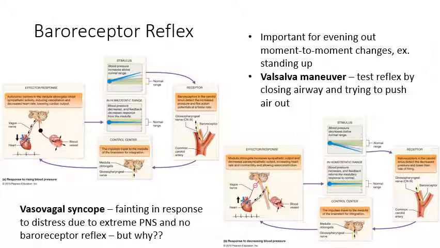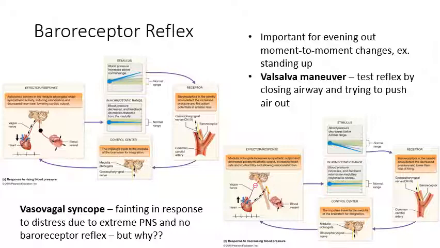The baroreceptor reflex is constantly active in your body to maintain blood pressure at a normal level in the face of small changes moment to moment in your life. So for instance, if you are sitting down and then you stand up, that's going to cause a drop in your blood pressure. The baroreceptor reflex will activate, your heart rate will go up, you'll have vasoconstriction, and that is going to restore your blood pressure to a normal level. Anything like that where you have just a change in your blood pressure, the baroreceptor reflex is going to activate and restore it to normal.